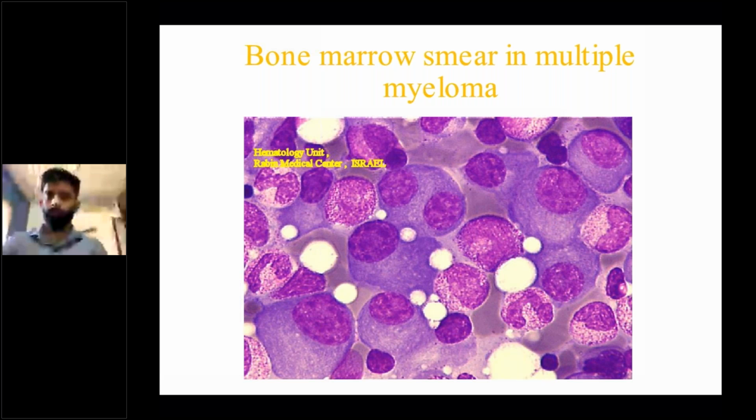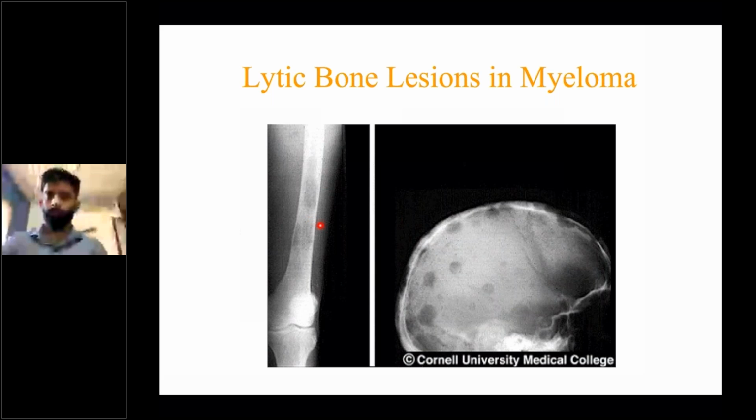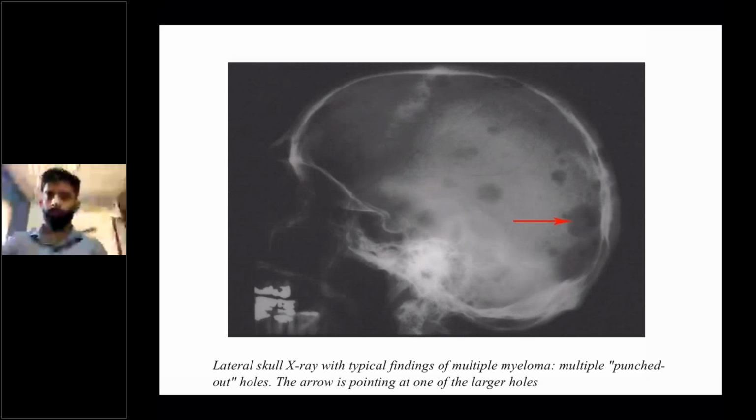Next slide. You can see the lytic bone lesions here, punched out lesions in the skull, hair on end appearance. It's called lytic bone lesions in myeloma. Even the next slide also shows the same thing.